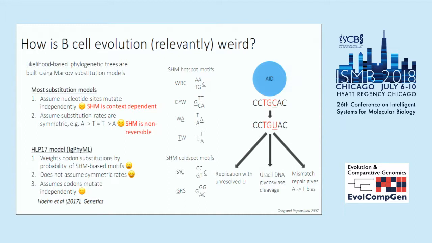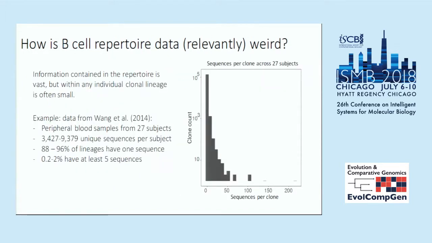And because of this, we previously introduced the HLP17 substitution model implemented in IgPhyML, which weights codon substitutions by the probability that they occur within particular motifs that have been pre-specified. And this has its own set of assumptions, so it's not a perfect model, but it's a step forward. Another issue is the fact that B-cell repertoire data is quite different from the kind of data that we typically deal with in phylogenetics.